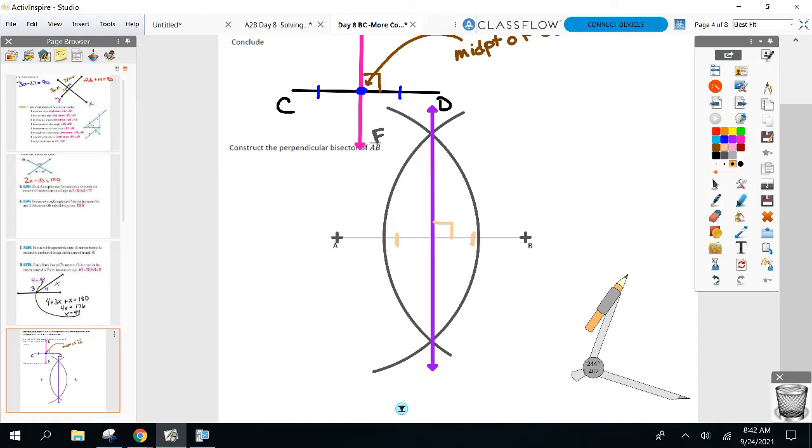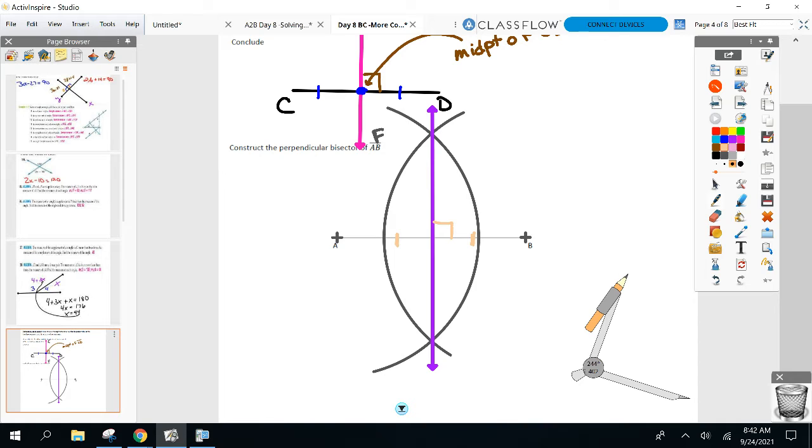All good? Perpendicular bisector does two things. Let's go over this again because this is a huge one. Perpendicular bisector. It forms what type of angles? Right angles. And does what to your line segment? Splits it in half. Okay? It forms a right angle with the line segment and splits it into two congruent segments.